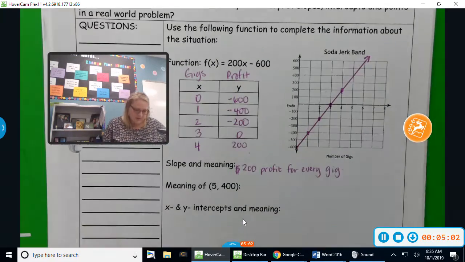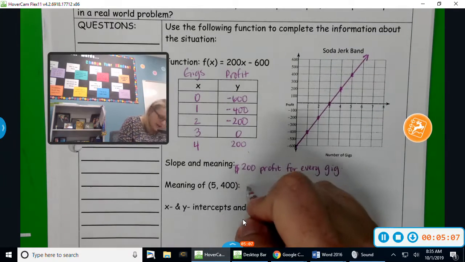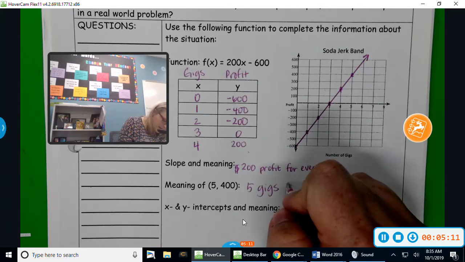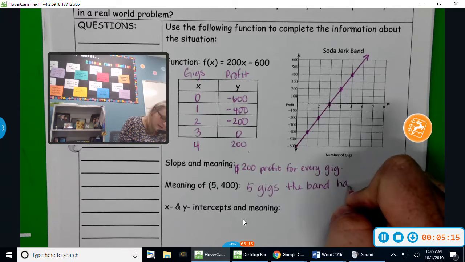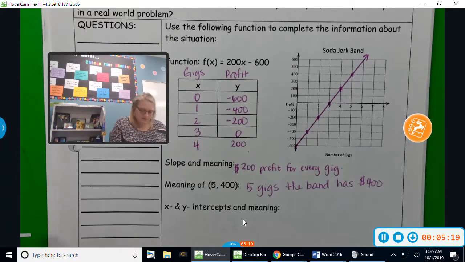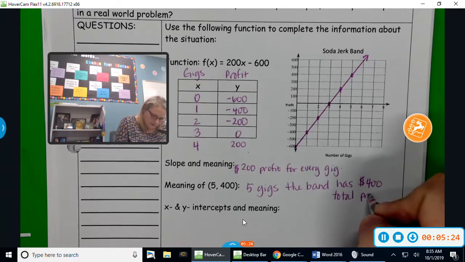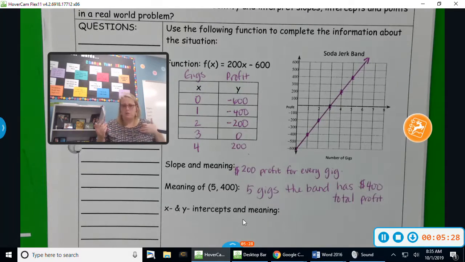The meaning of 5, 400 right here: that means for 5 gigs, the band has $400 total profit. And this is total profit overall.